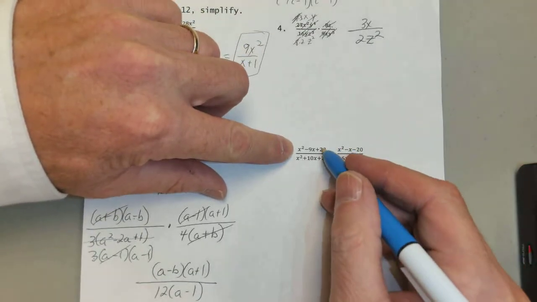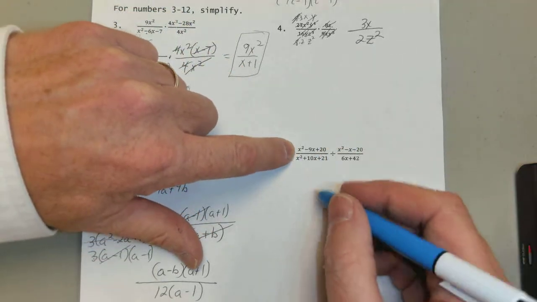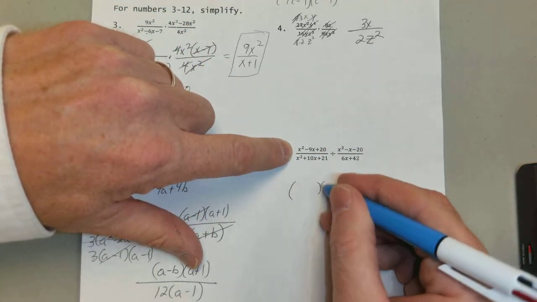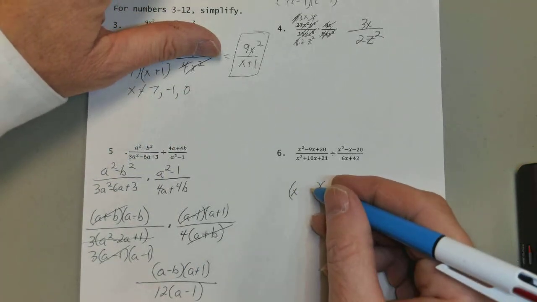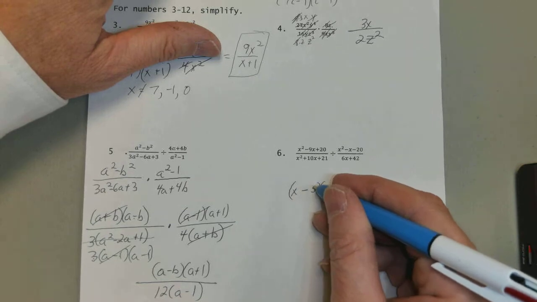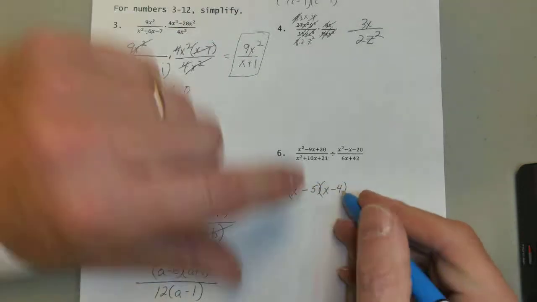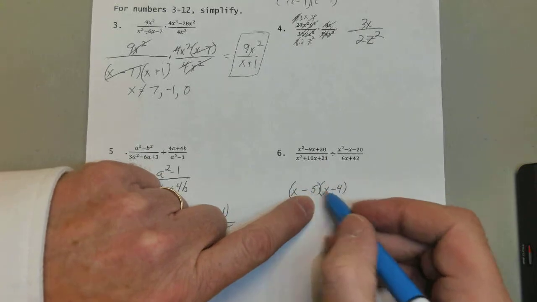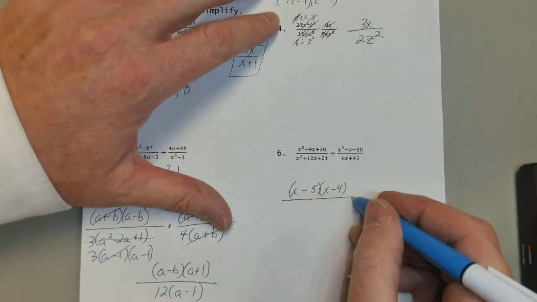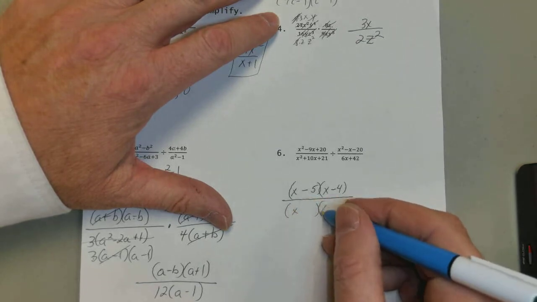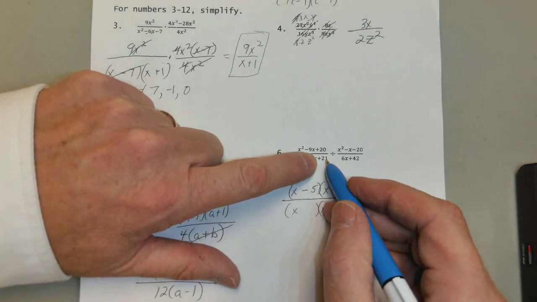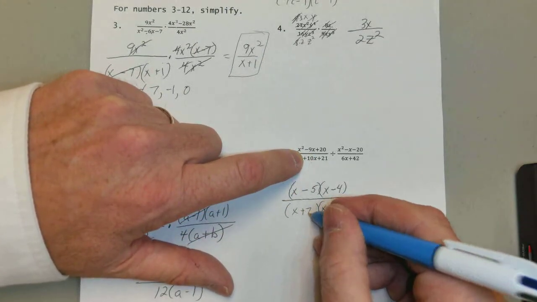And number 6. Okay, it requires factoring. I'm not going to be as thorough as I was up here. I'm going to go x minus 5 times x minus 4, right? Negative 9 is what they add up to. Positive 20 is what it multiplies to. And this one will go, multiplies to 21. 7 times 3, 7 plus 3, yep. Let's do it.